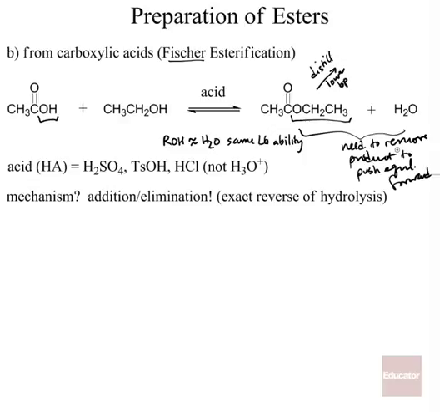So what is the mechanism here? Again, it's addition-elimination for an acyl substitution. It turns out that it is the exact reverse of the hydrolysis mechanism we've already studied. Hydrolysis was when we took an ester in the presence of an acid and reacted it with water. The same number of steps that took us to the carboxylic acid and alcohol, the exact same steps and intermediates, are what we're going to be seeing today in the other direction, doing the Fischer esterification. So let's do the mechanism.